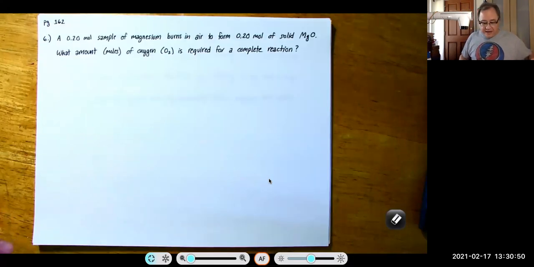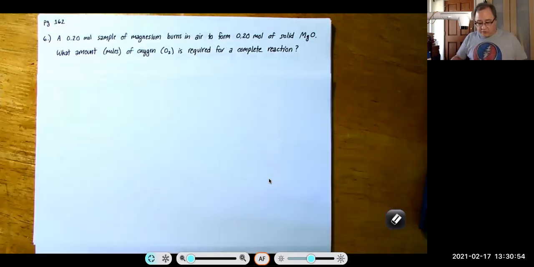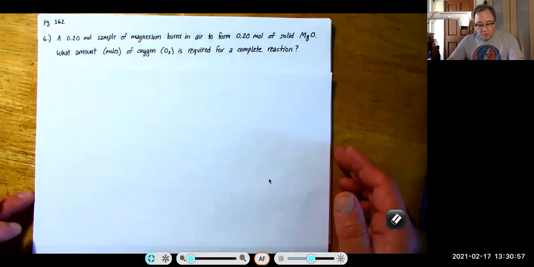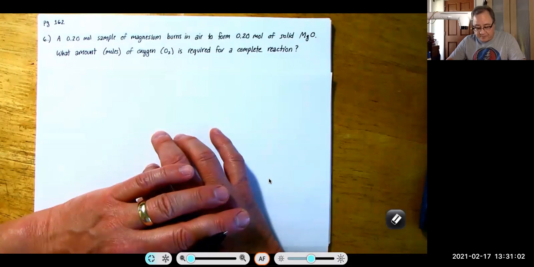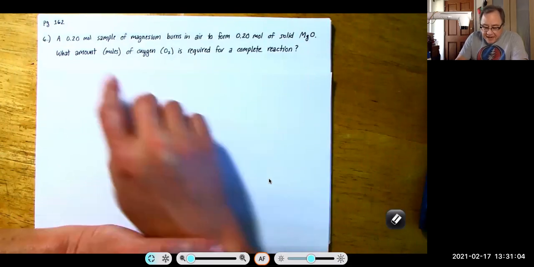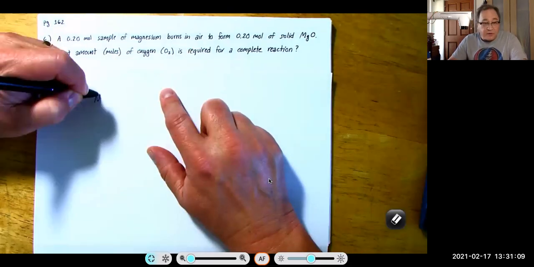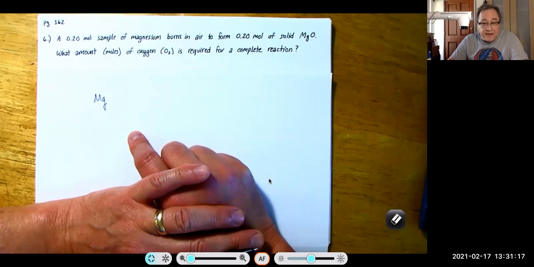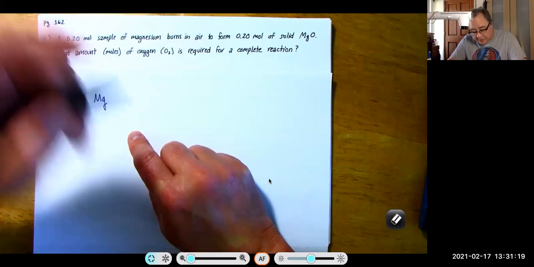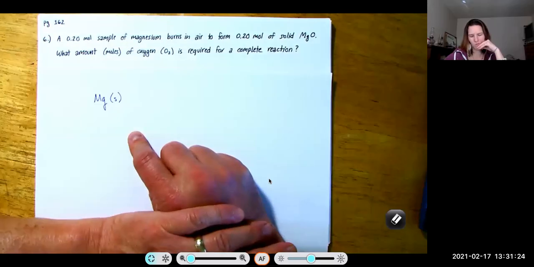And next we have a 0.2 gram sample of magnesium burns in air to form 0.2 mole of solid MgO. What amount in moles of oxygen is required for the complete reaction? So when this says that this sample burns in air, you know that magnesium is going to be one of your starting materials. And it's not a Hunkelbrief, so you don't say Mg2. It is a metal, and we know metals are solids at room temperature except for one metal, which is mercury. So that's what we start with.